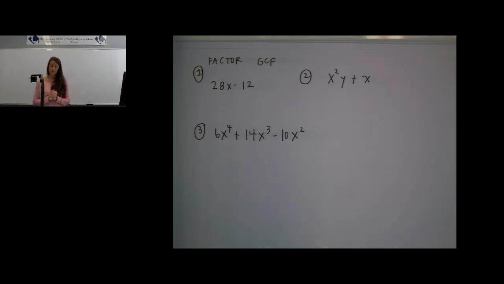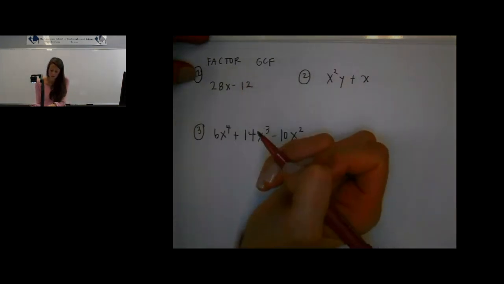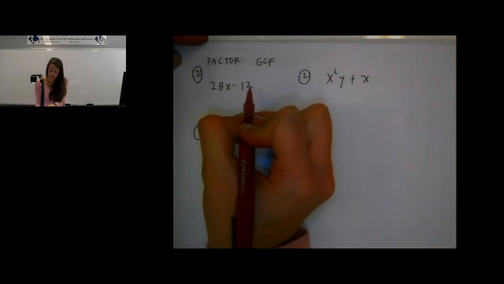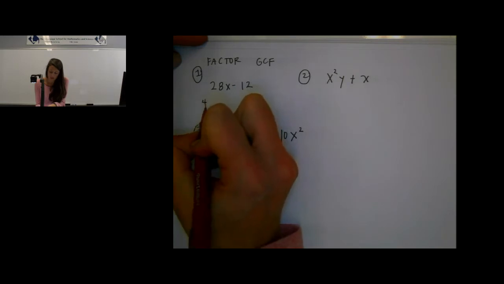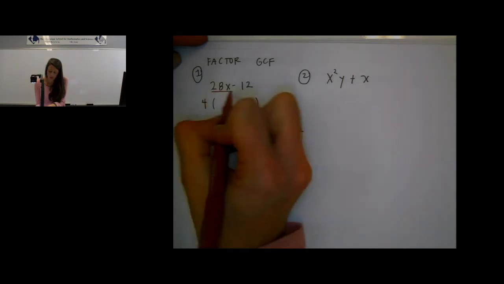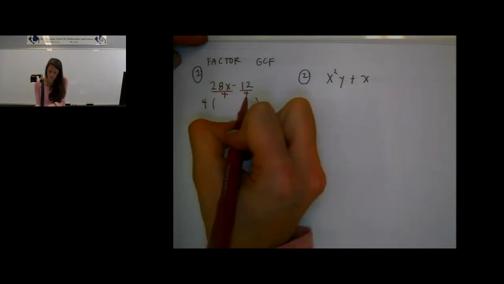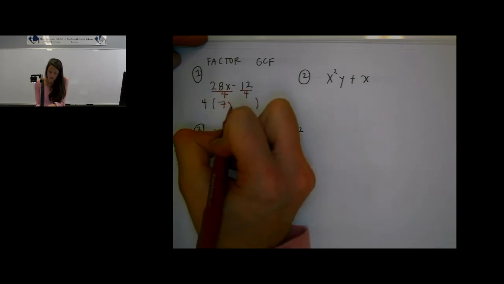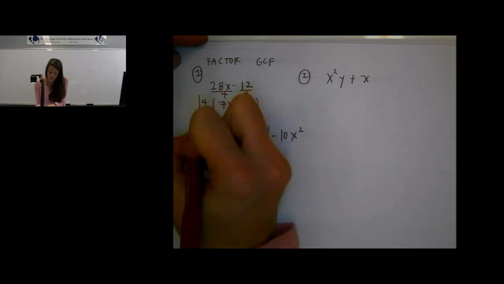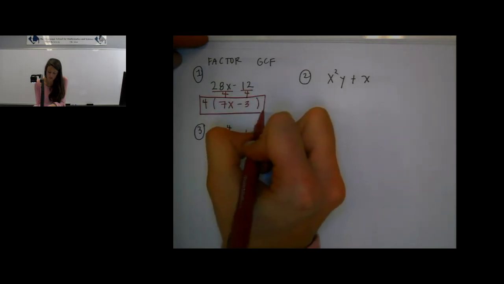Okay, so let's look at number one, 28x minus 12. 12 does not go evenly into 28, but what goes evenly into both 28 and 12? That would be a 4. So you'll be left with 7x minus 3 inside here.